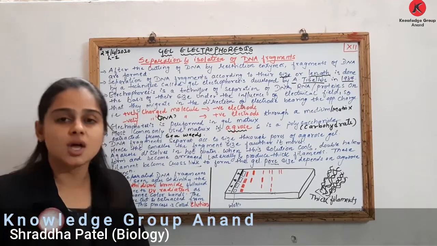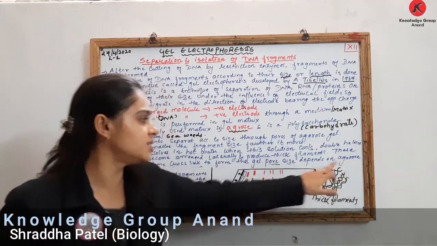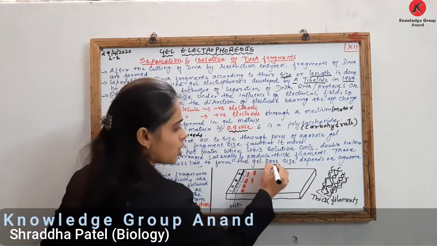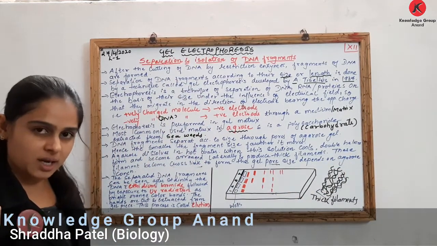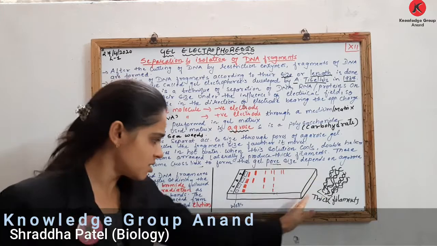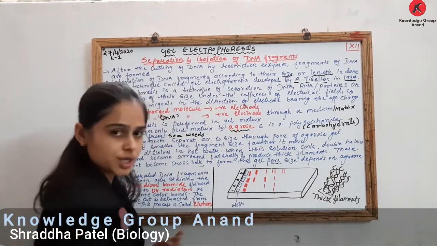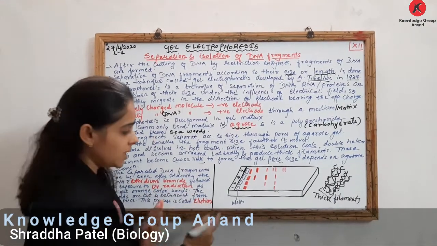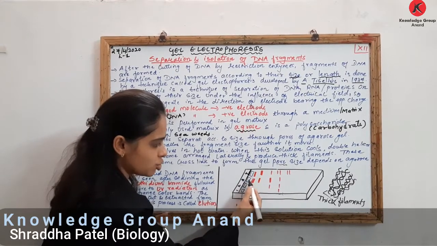And of course this pore size again depends on the concentration of agarose. What does it depend on? Your pore size depends on agarose concentration. Am I clear? So this is for your representation. This is your gel electrophoresis instrument in which you are going to perform this separation technique. Can you see this? 1, 2, 3 and 4, the blue colored ones.